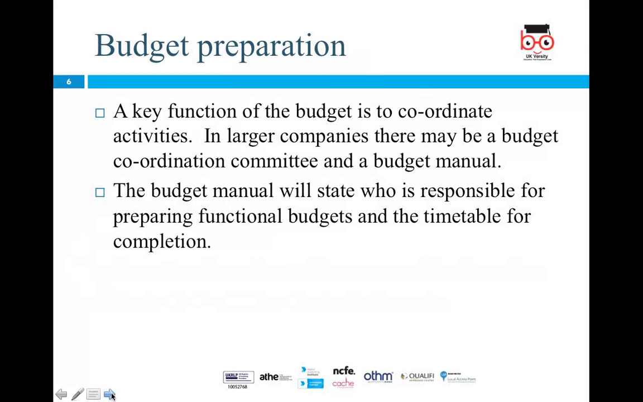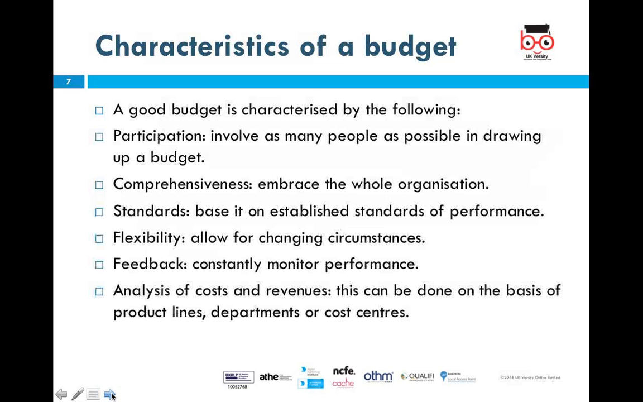Let's move on to the next slide. So how do we prepare the budget? Budget preparation is definitely the key function of the budget and needs to be coordinated with different activities. In a big company, the budget needs to be coordinated with different committees and the budget manual. The budget manual will state who is responsible. Definitely there's a budget manager, budget director, budget coordinator, or supervisor for preparing functional budgets, and a timetable for completion.